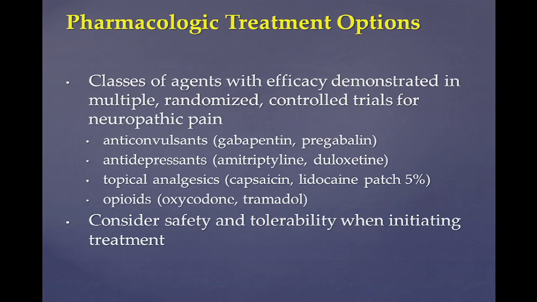And so when we think about treating neuropathic pain, usually the pain agents will fall into one of these four categories: the anticonvulsants, the antidepressants, the topicals, and then the non-specific analgesics like opioids. And we try to think about the safety and tolerability of each of these agents when we choose one for our patient. And then we also try to think about what is a reasonable expectation for therapy.